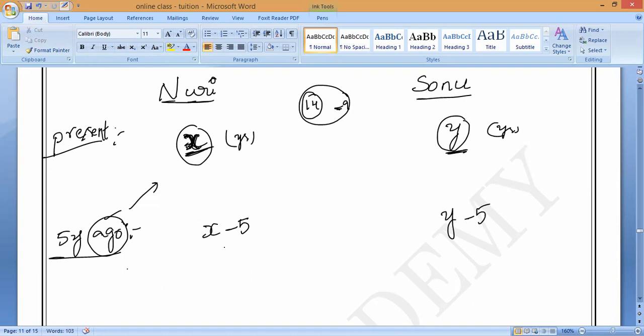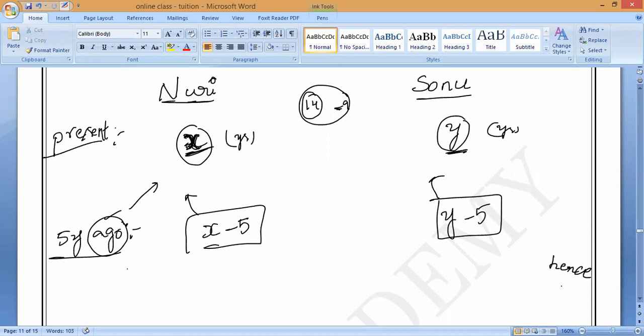X minus 5 is Nuri's age 5 years ago, and Y minus 5 is Sonu's age 5 years ago. Is it clear, everyone? "Five years ago means plus, ma'am?" X plus 5, no. Ago means what? Before. Hence means after. After, we want to add plus.